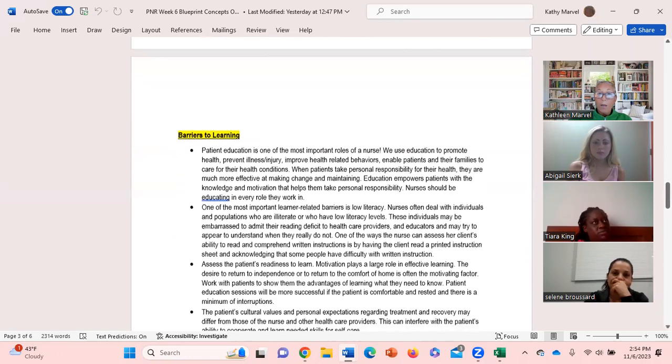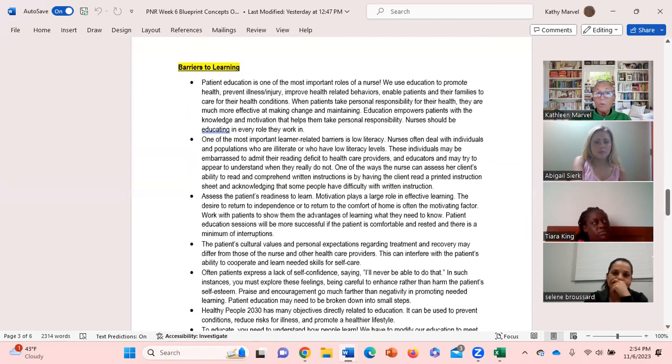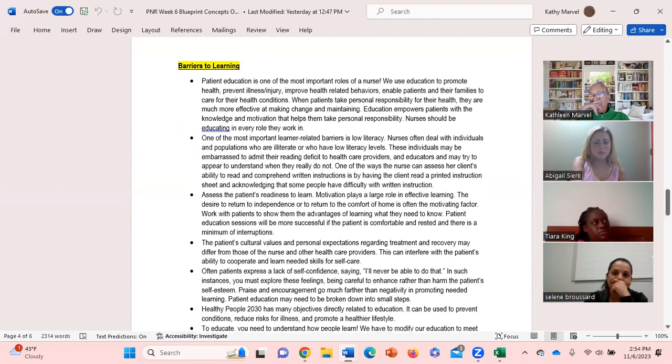So that's our environmental health. Any questions about that? Barriers to learning. A great part of our job in community nursing is teaching, right? Patient education, we know, is one of the most important roles for the nurse, right?